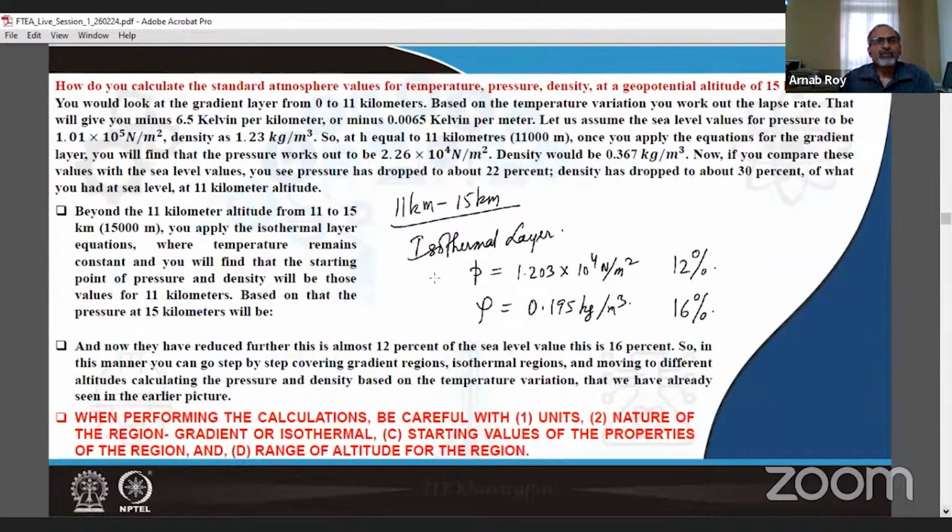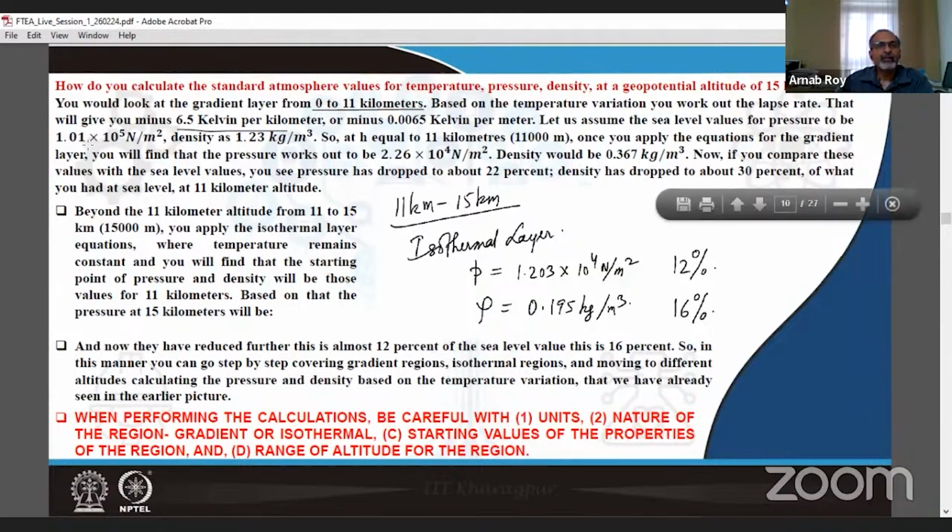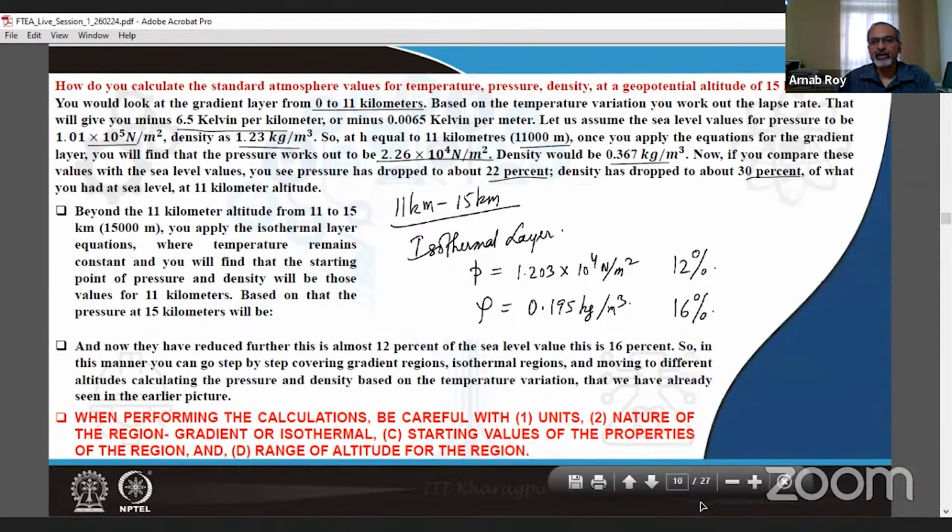Just as a recapitulation, we have tried mentioning the pertinent numbers once again over here. As we move from 0 to 11 kilometers, we find that the temperature is reducing at a rate of 6.5 Kelvin per kilometer. And starting from a pressure and density of this kind, at 11,000 meters the pressure drops to a value of this, and density drops to this, which are much lower. They are respectively 22 and 30% of what they were at sea level conditions.